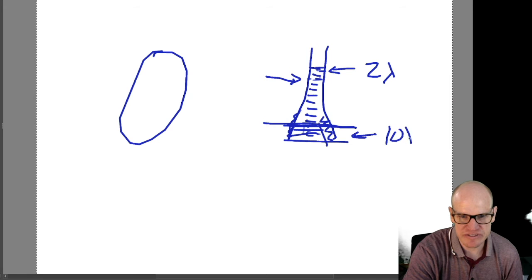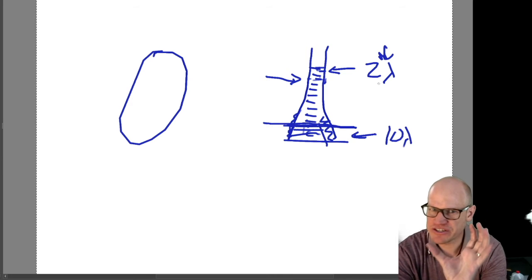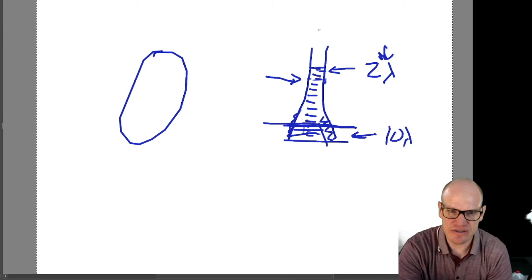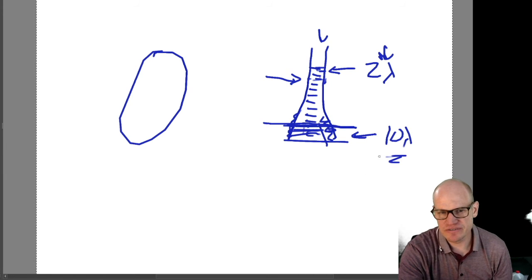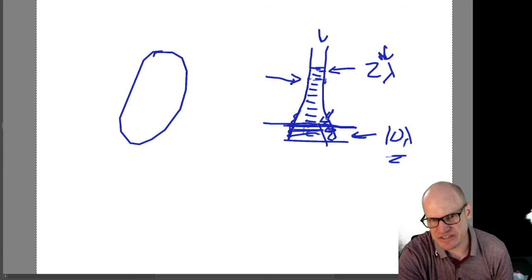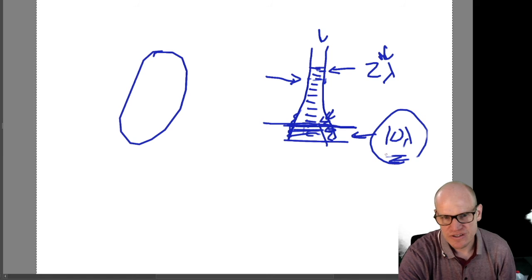So this is like 10 wavelengths. Small deviations in the surface at 2 wavelengths are a large fraction of the width of this thing, whereas the same size deviations down here are going to correspond to a smaller fraction of the total width of the thing.